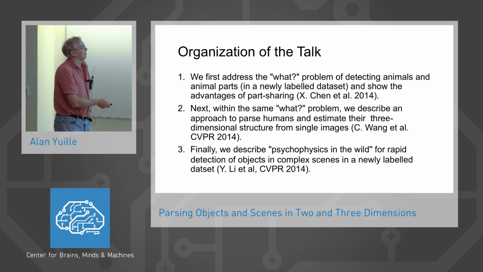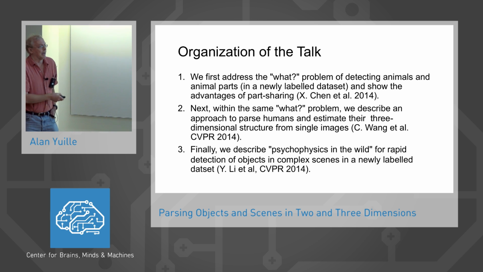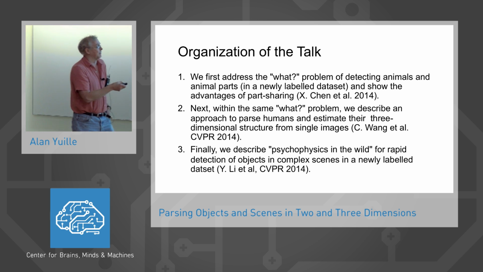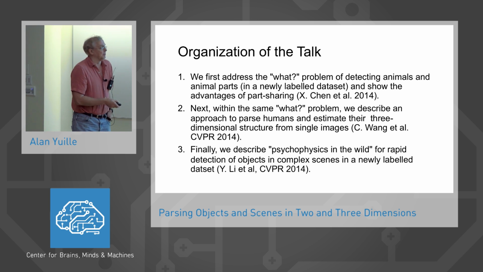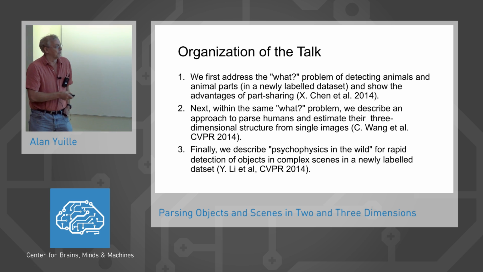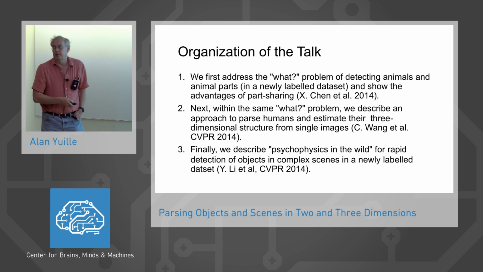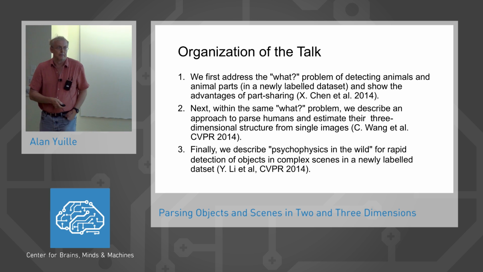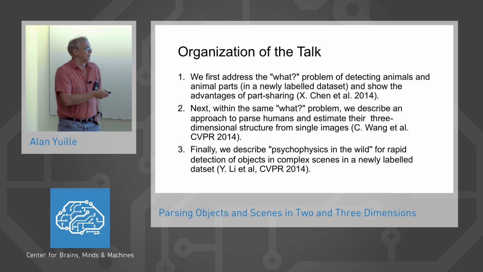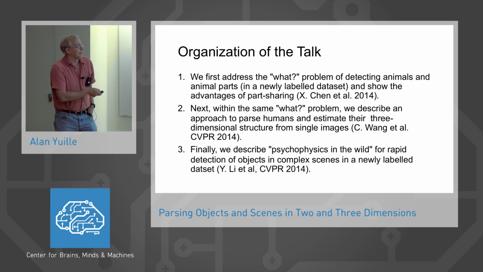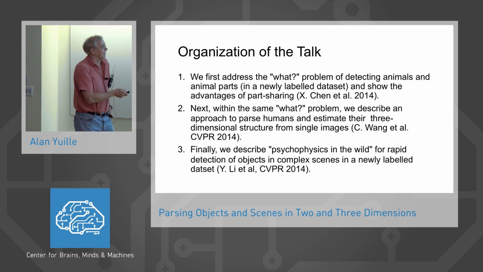Okay, so the organization of the talk, and these are the 3 parts. First, an issue about objects and parsing, which perhaps relates to what Josh was saying earlier. Compositional models, which I'm very keen on, but in a rather more practical way than some of the things I've talked about in the past. Moving on to the need to do things in 3 dimensions, and an example of where you can find the 3D structure of a person from a single image. And then finally, psychophysics in the wild for rapid detection of objects in complex scenes, relating to visual attention.